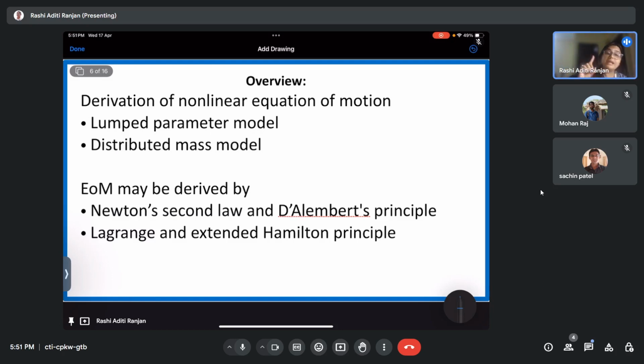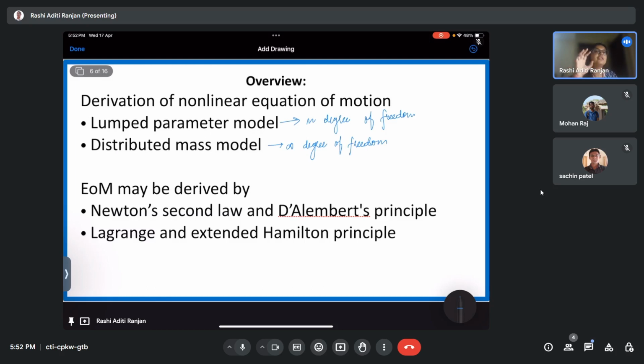So depending upon the application and depending upon how my system is behaving, I can model it as what? As a lumped parameter model or a distributed mass model. In my lumped parameter model, I'm going to have some n degrees of freedom, corresponding to which I can get n equations of motion. And in the distributed mass model, I have infinite degrees of freedom.